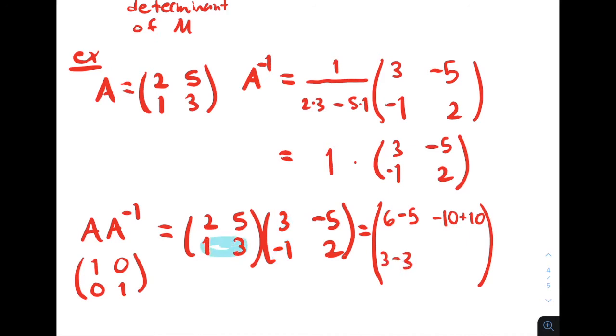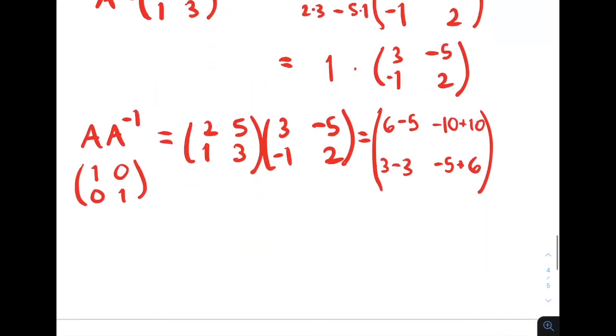And lastly, we'll have 1 times negative 5, plus 3 times 2. And sure enough, this does reduce to 1, 0, 0, 1. So this is in fact the inverse.